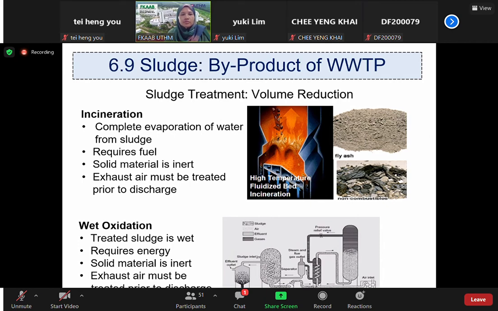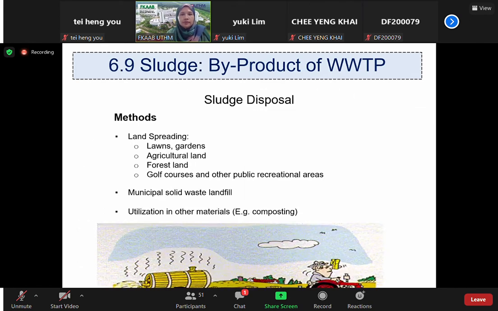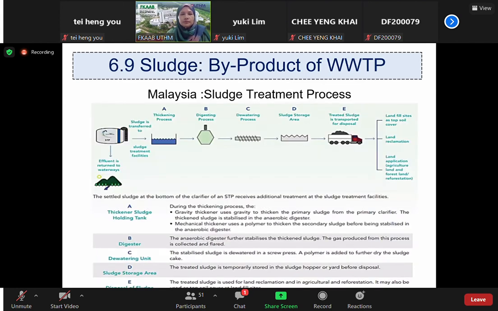And the other one is by using the wet oxidation. Okay, this one requires energy, and they have this solid material which is inert and exhaust air. Okay, so the sludge disposal finally is either they use for lawns, gardens, agricultural land, forest land, golf course as a soil cover, okay, municipal solid waste landfill as a soil cover, and others, for example, they use as a composting. Yeah. Okay, so this is basically the sludge treatment process in Malaysia by the IWK.